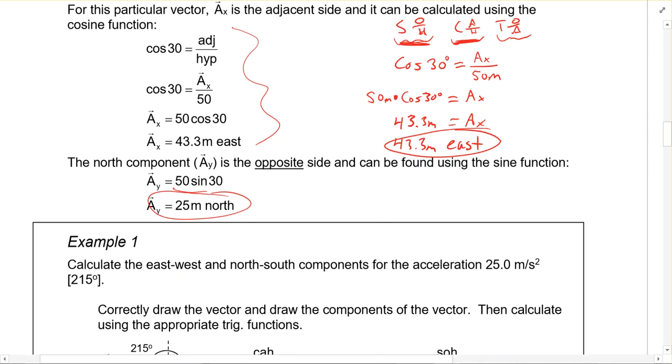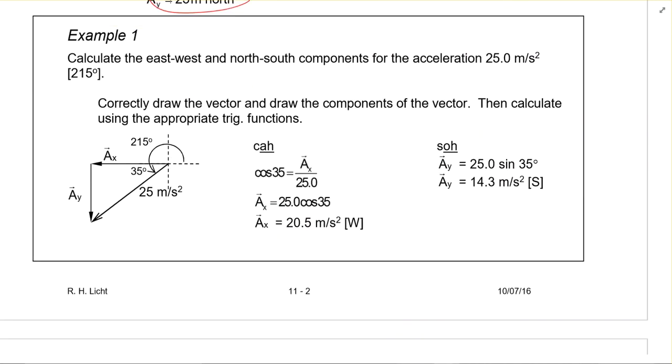All right, so let's look at example number 1 here. It says calculate the east-west and north-south components for the acceleration 25.0 meters per second squared at, now this is the Cartesian method. It's not north of south or anything like that, so it's not the navigator. So this is what you do. You'd end up drawing a little plane like this, a little Cartesian plane. And then this is 215, so if you go 215 minus 180, you'd get 35 degrees right there.